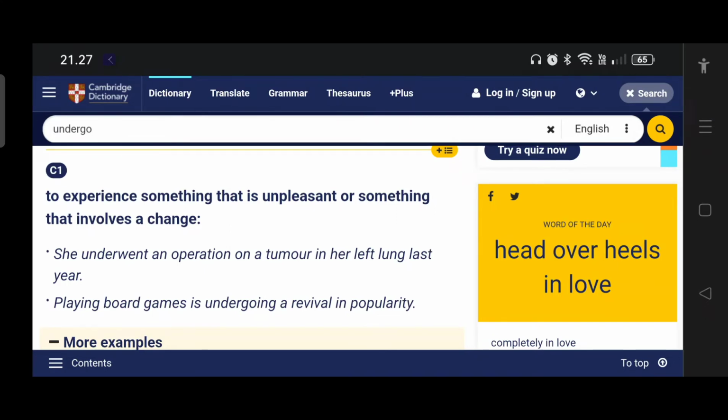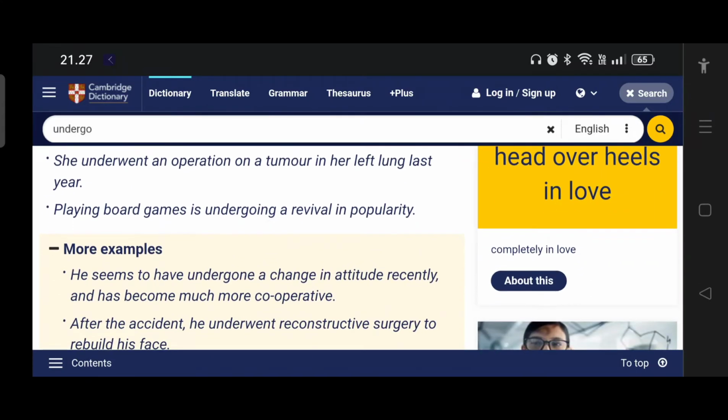Playing board games is undergoing a revival in popularity. Very well, you can assume that board games were not that popular, and there's a certain time that they become popular again. Alright, so let's see more examples here.